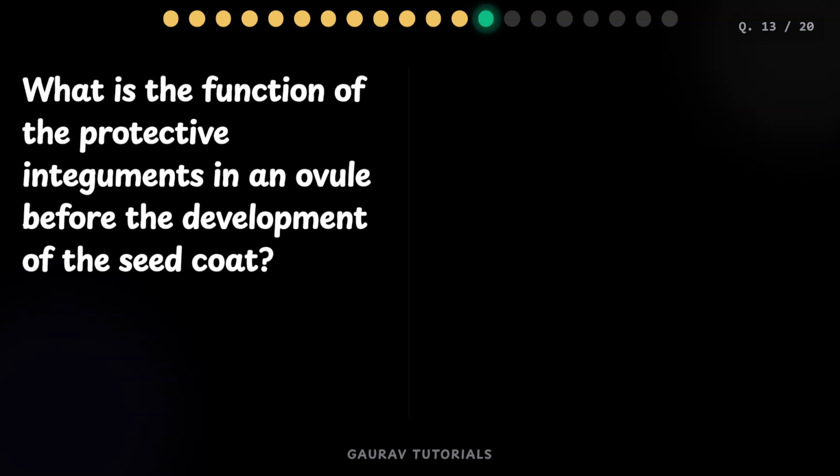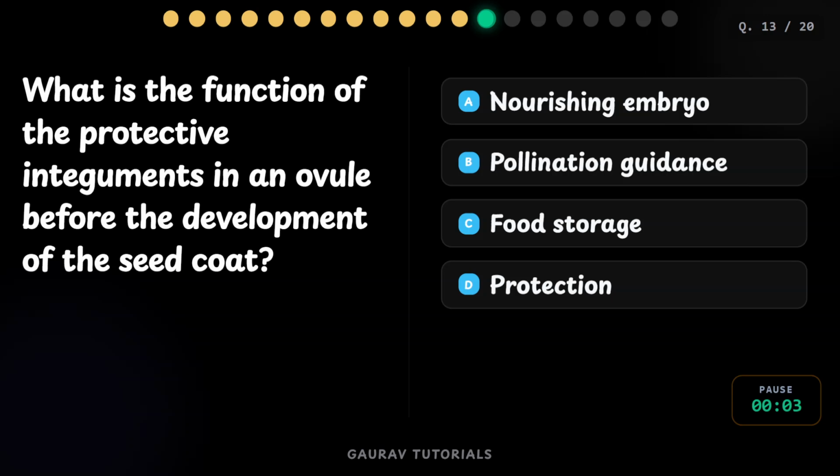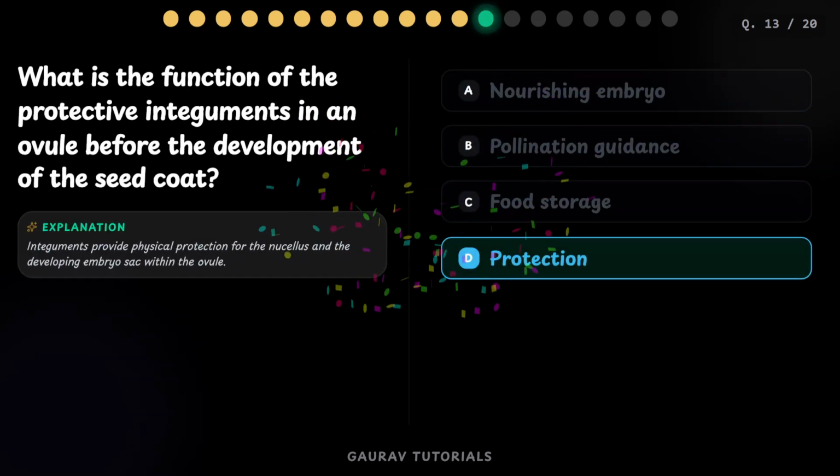Question 13. What is the function of protective integuments in an ovule before the development of the seed? The options are and the correct answer is option D, protection. Integuments provide physical protection for the nucellus and the developing embryo sac within the ovule.